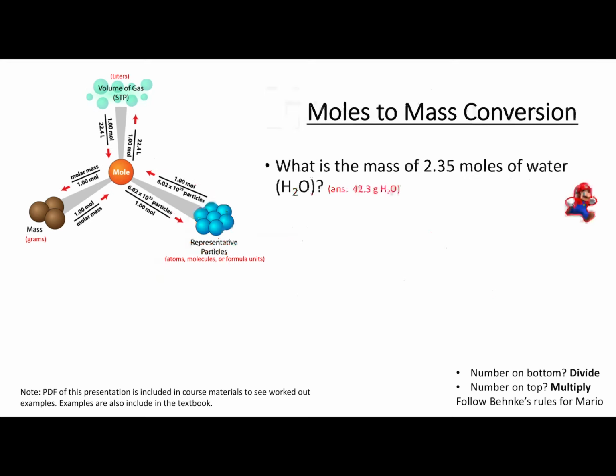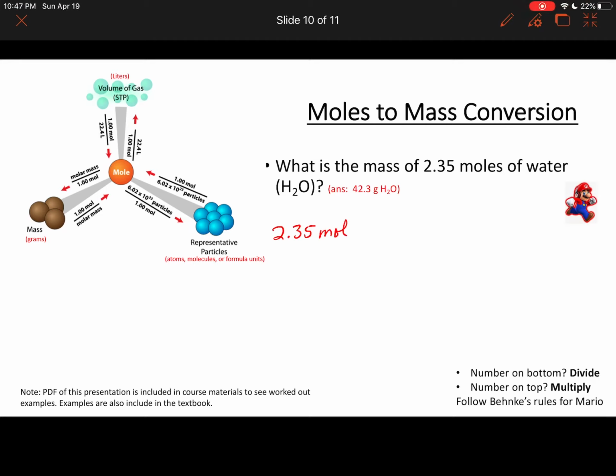What is the mass of 2.35 moles? The shorthand for moles is MOL. We dropped an E. That really shortened things up, didn't it? Of water, H2O, and we want to know what the mass is, how many grams. So we're starting with moles, going to grams, and it says that the bottom conversion factor is 1 mole on the bottom, and it's the molar mass of water.